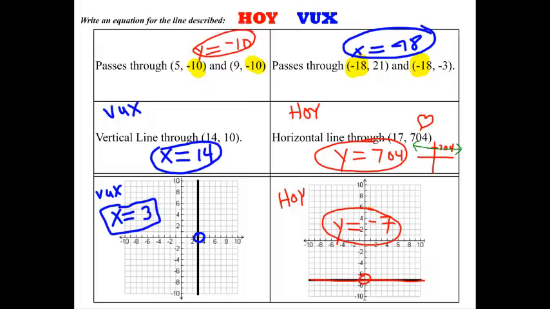Horizontal and vertical lines can be tricky, so try to use this HOY VUX idea to keep all the different pieces of it straight. And that's what I want you to write about in your summary. Be really specific in your summary about how HOY and VUX help you to keep the properties of horizontal and vertical lines straight.